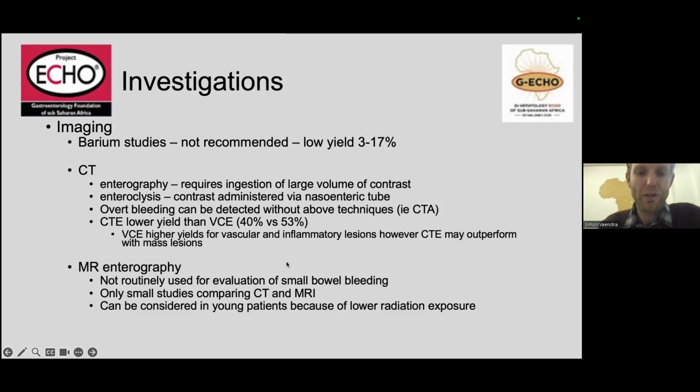MR enterography is not widely used. There's very few studies looking specifically at MR enterography. It's obviously quite time consuming, so there's not much indication for it, but it can be considered in younger patients where you're concerned about the exposure to radiation. But other than that, there's not much evidence for MR enterography at this stage.